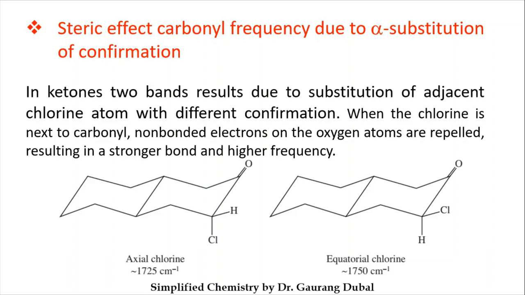See, in three dimensions, you learnt about conformation in your stereochemistry. Due to the difference in conformation, when the chlorine is next to the carbonyl, the non-bonded electrons on the oxygen get repelled, resulting in a stronger bond, and the frequency will be higher. So the electrons on the oxygen may repel with the chlorine, and you get higher frequency. But in the case here, it is axial, so the frequency is comparatively lower.